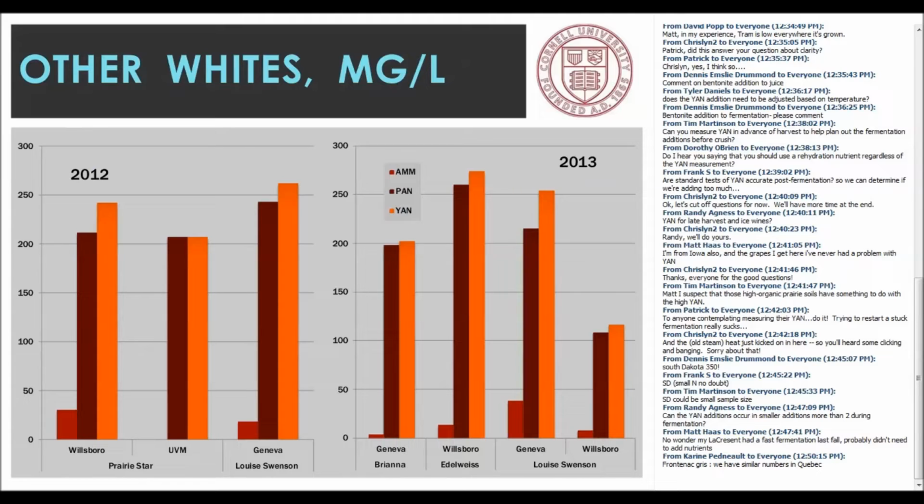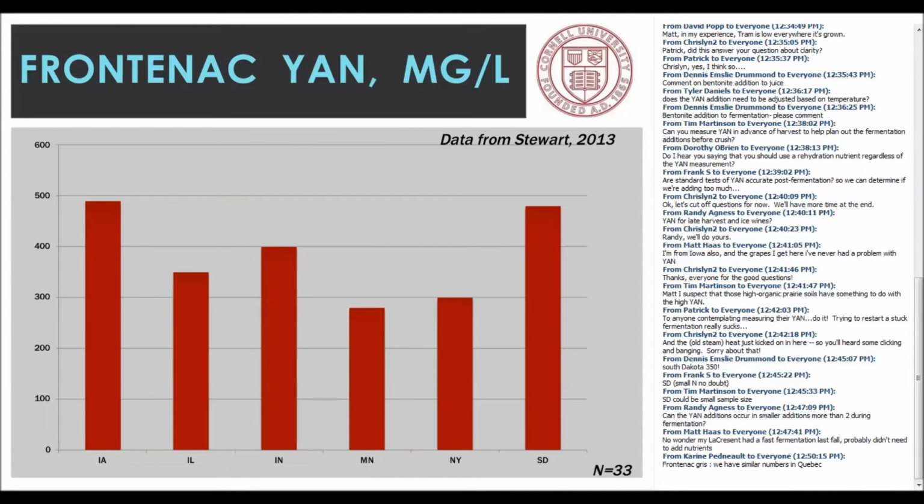So in general, we're seeing good total YANs, but again, we're primarily seeing low ammonia, so that's something to take into consideration. We move on to the reds. Here's some more data from Amanda Stewart's dissertation.